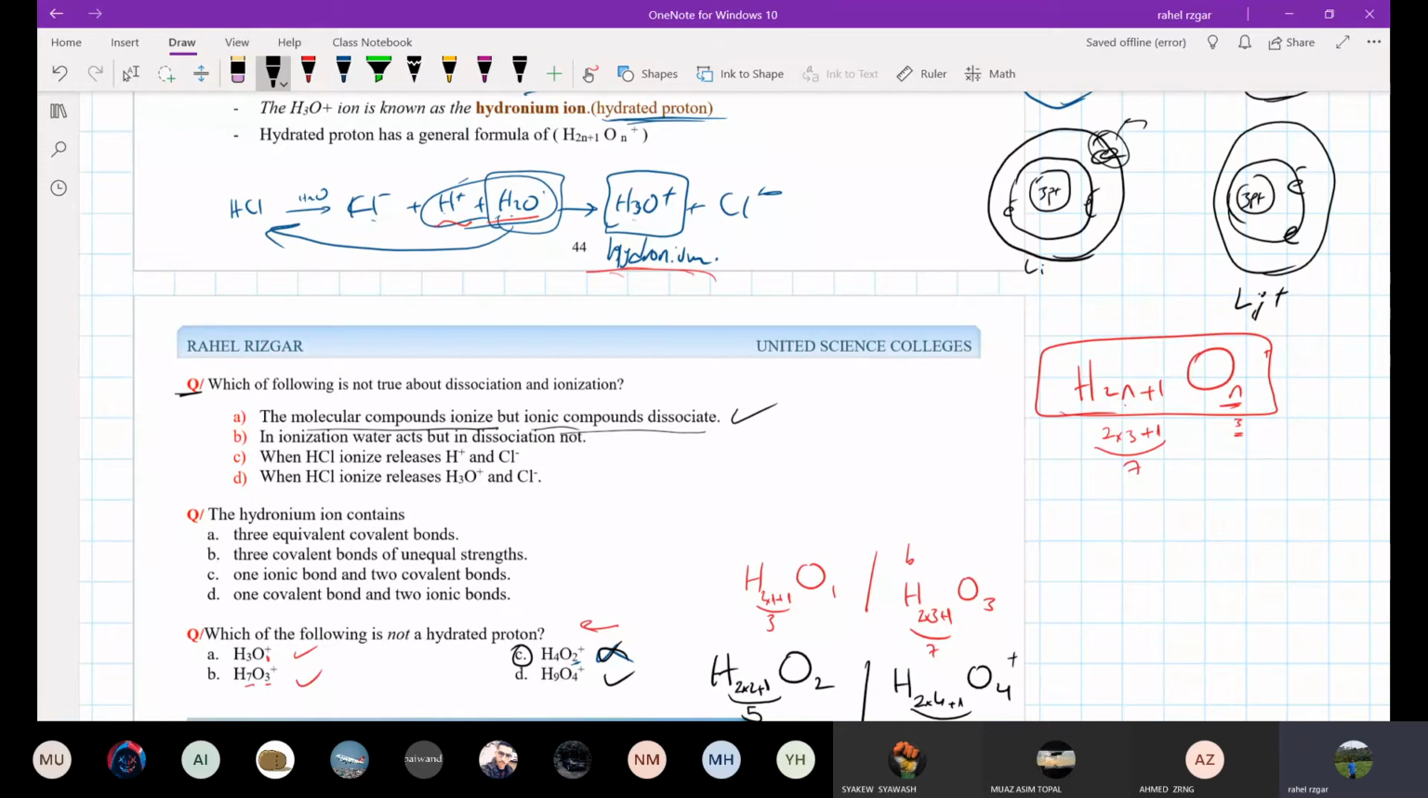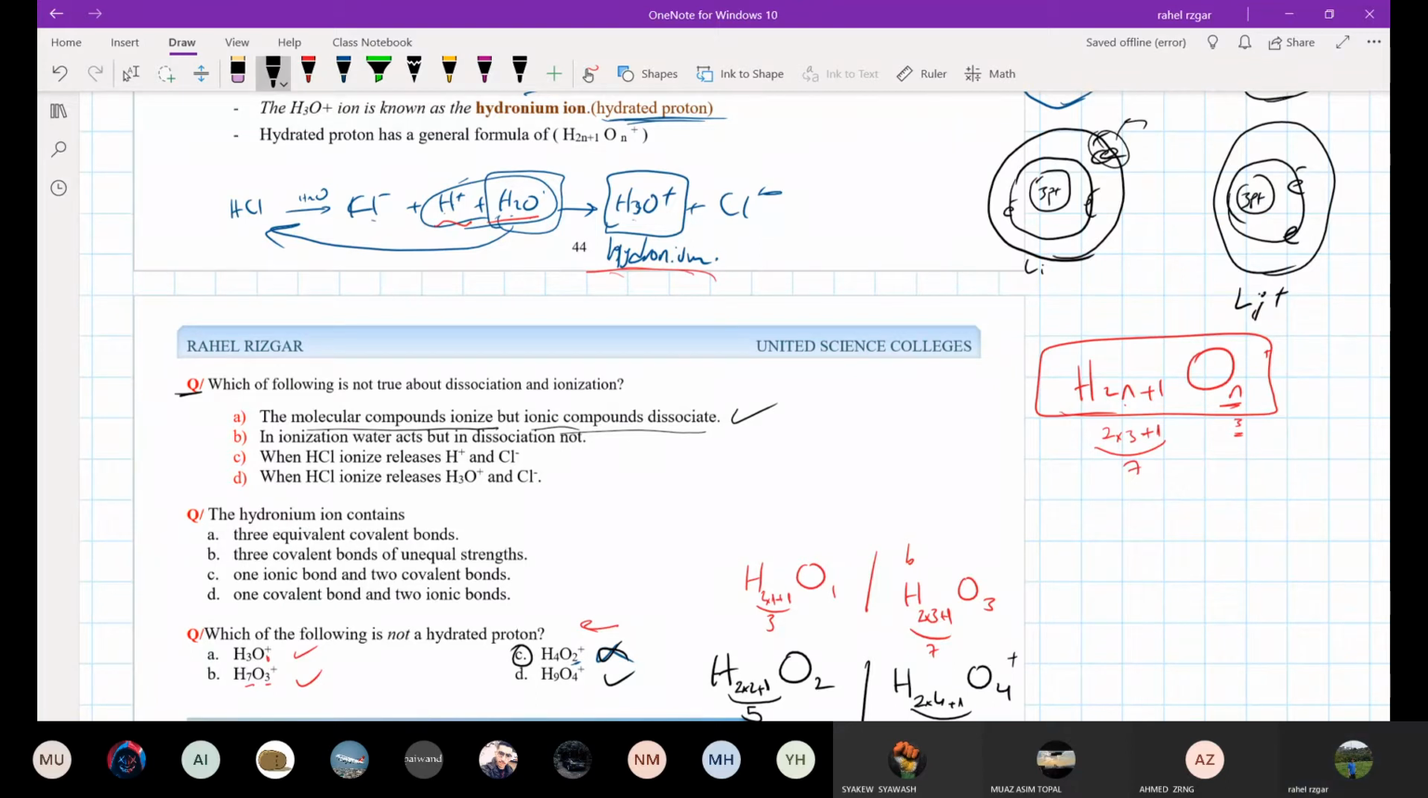Now, ionic compounds. Here, everyone, you have to know what an ionic compound is. How do you recognize an ionic compound? From the table. But for molecular compounds, which ionize, don't worry about it. We'll gradually learn compound by compound, especially in chapter 3.